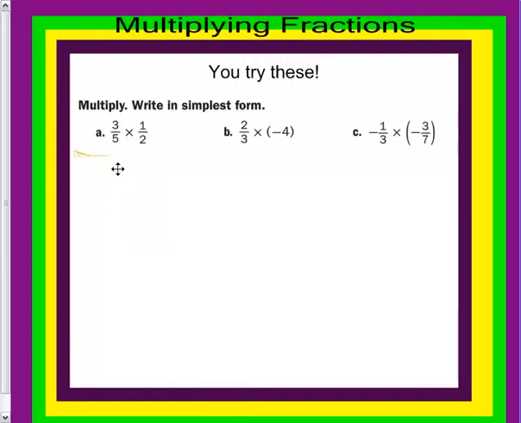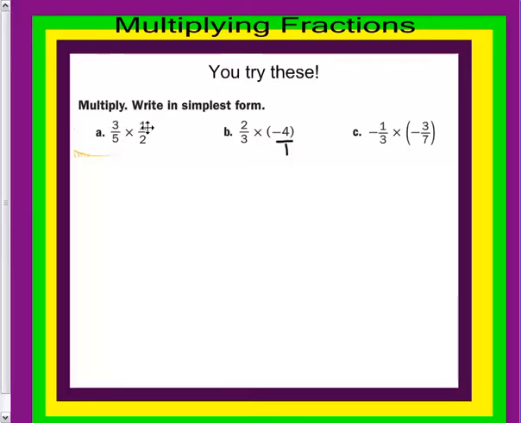All right, so go ahead and you try a couple of these. Remember, this negative 4 could be like a 4 over 1. Okay, so pause the video, try these. I'm going to actually go through the answers. So 3/5 and 1/2 can't be simplified. 3 and 2 can't be simplified. 1 and 5 can't be simplified.